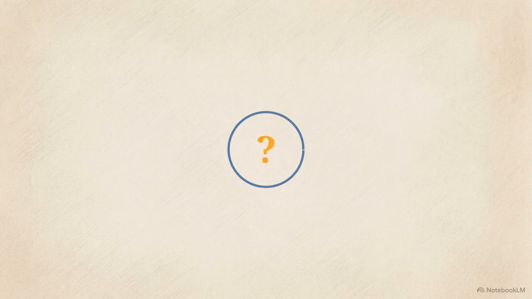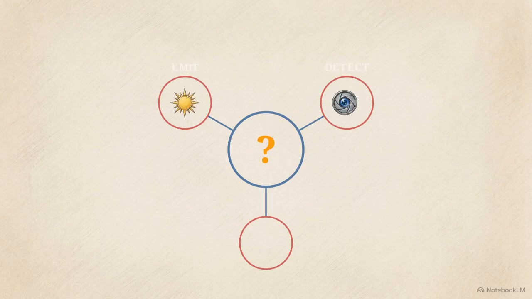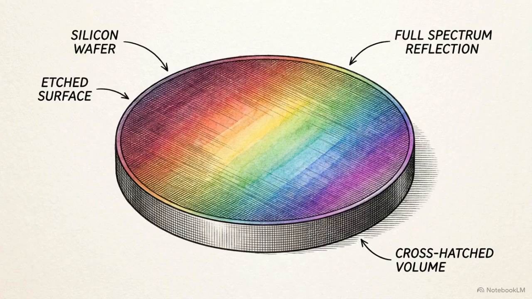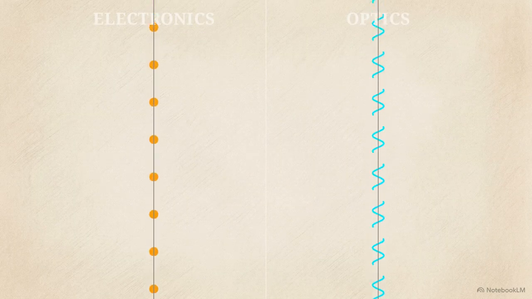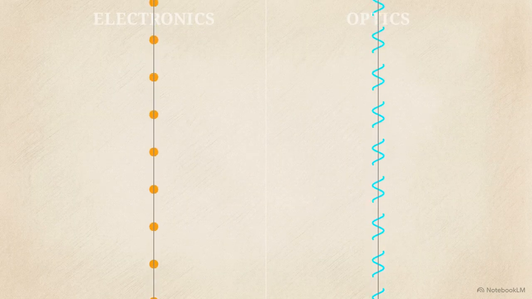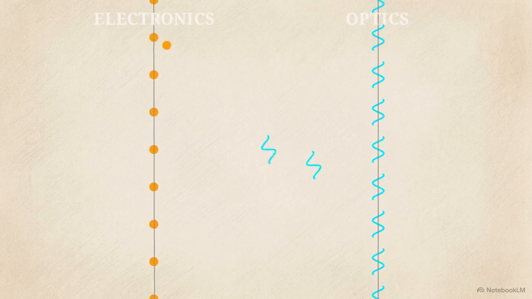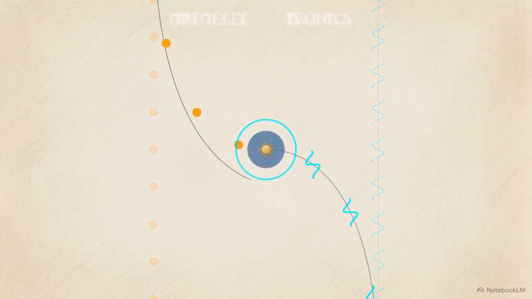To make this jump, we rely on specialized components that emit light, can detect it, or control its flow. You cannot build these components out of standard metals. They require semiconductor materials, which provide the precise physical medium needed to bridge the gap. Pure electronics is the business of moving electrons. Pure optics is the business of moving photons. Optoelectronics is the translator sitting directly between the two.